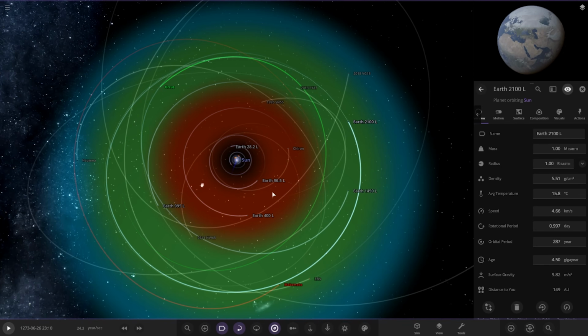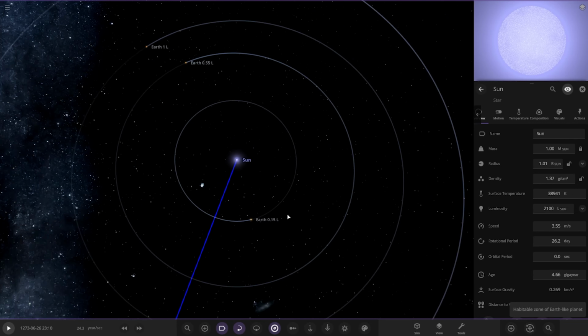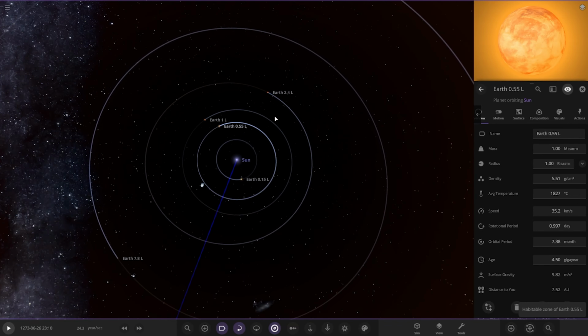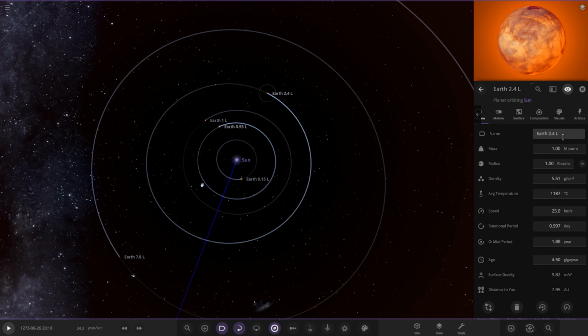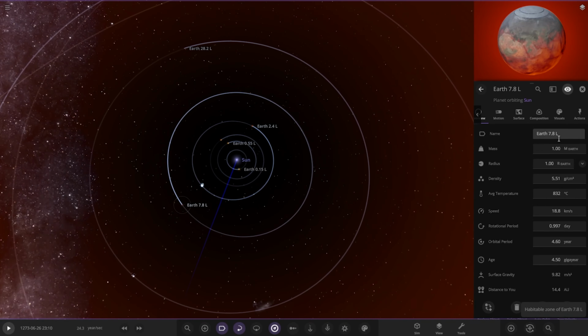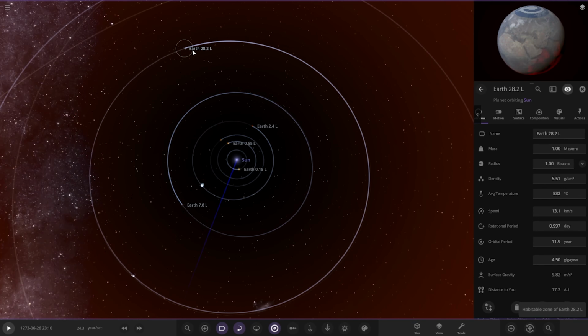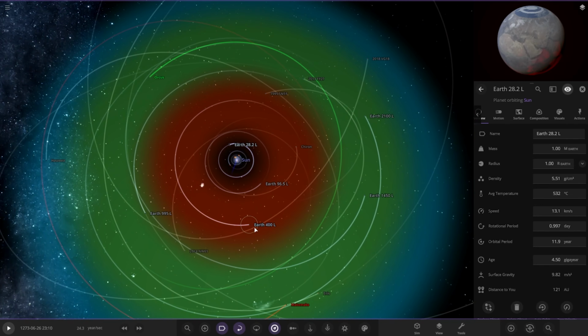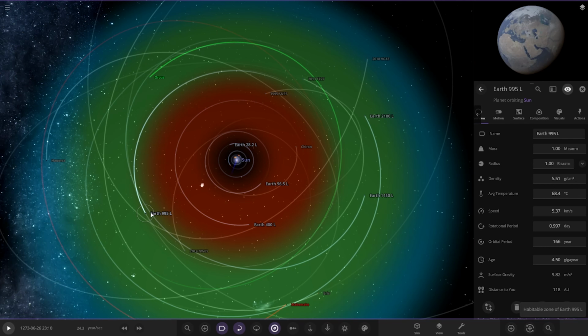So going all the way back to the beginning now. So, for Earth to be habitable in Mercury's orbit, you need 0.15 luminosity. For Venus, you need 0.55. Obviously, the original Earth is just 1. Mars, 2.4 L. Ceres, 7.8. Jupiter, 28.2. Saturn, 96.5. Uranus, 400. And then Neptune, 995. And that's roughly where the planet results end. And then we had Pluto at 1450, and then the one we just did there at 2100. So you could cover mostly all the dwarf planets in between 1450 and 2100.